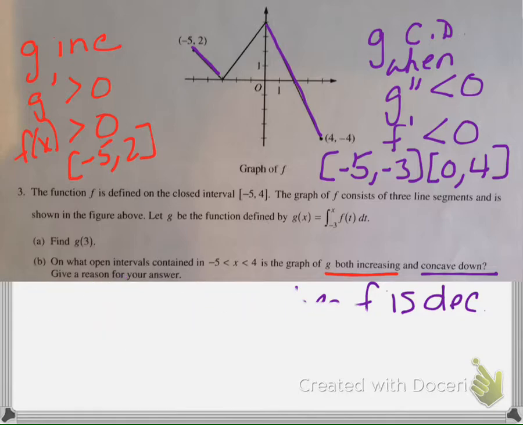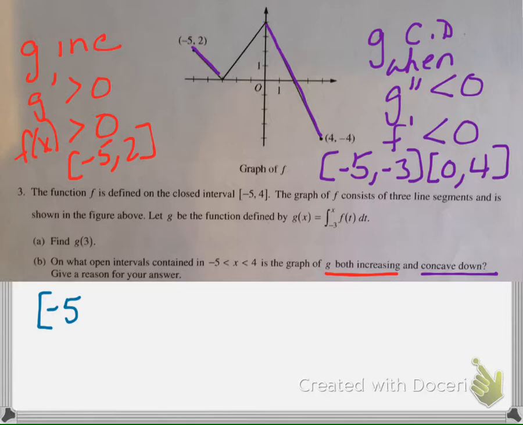Okay, so the question is asking, when is it doing both these things, both increasing and concave down? Just get another color. You're going to look at the different intervals and see what numbers are included. So -5 is included in both. -4 is included in both. Negative 3 is included in both.